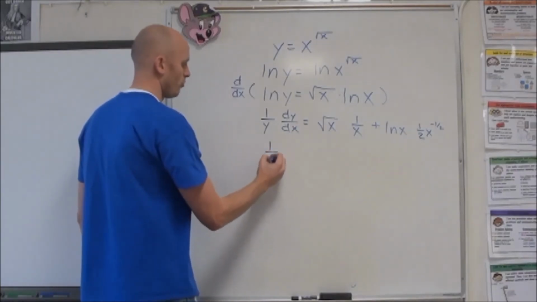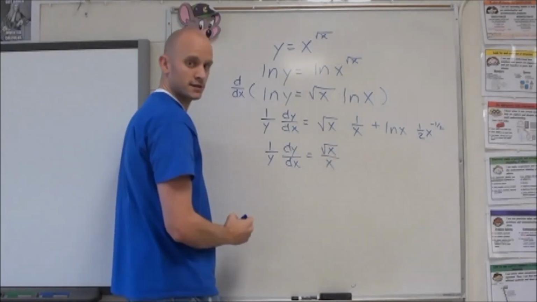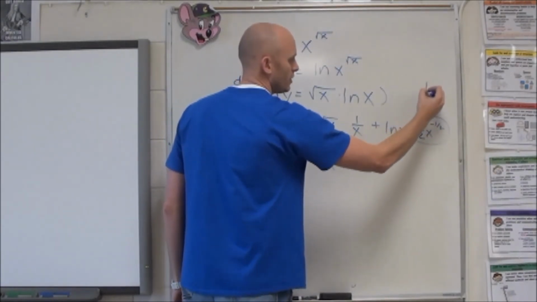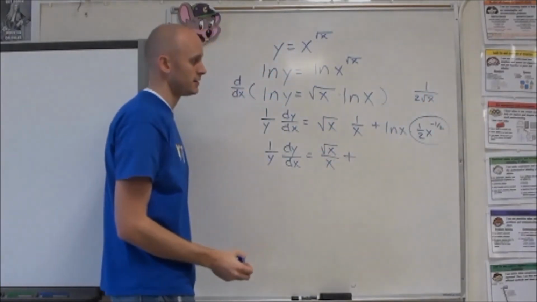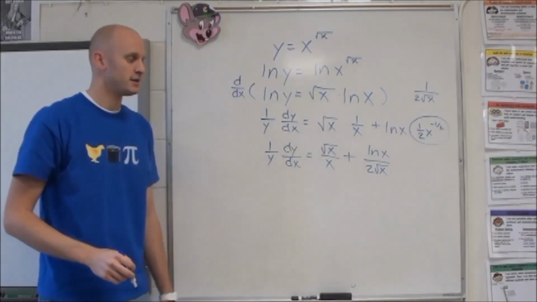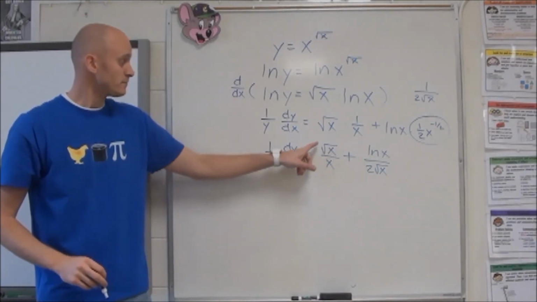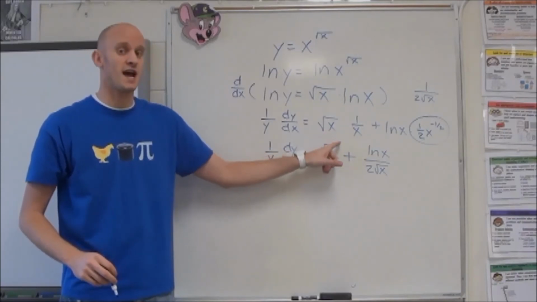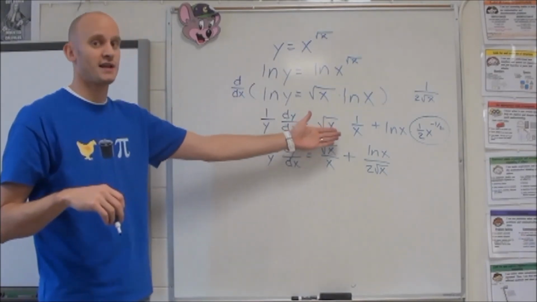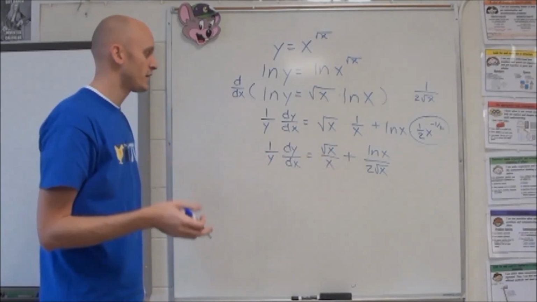I'm going to simplify this side just a little bit. So it will be 1 over y dy dx is equal to the square root of x over x plus, simplifying this, well, I know this part is 1 over 2 square root of x. So it would be the natural log of x over 2 square root of x. This is what we have up to this point. Now, simplifying, square root of x is x to the 1/2 power. If you want to simplify that just a little bit, we can. So I would subtract exponents. 1/2 minus 1 is negative 1/2. So we could go ahead and use that.